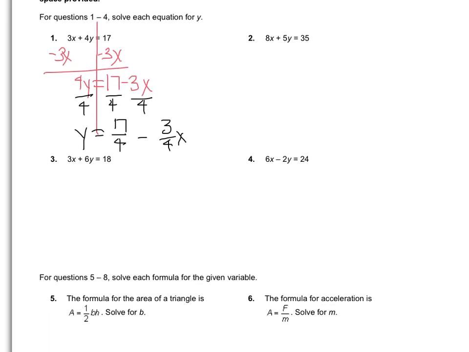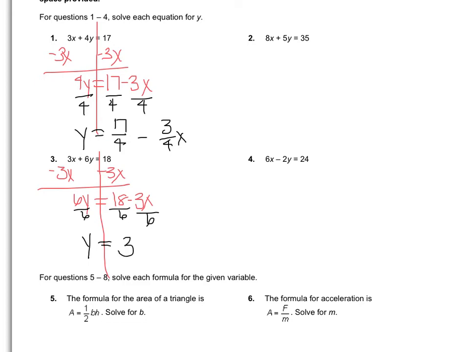So number 3, I'm supposed to solve this for y. So I'm going to subtract 3x from both sides. So we end up with 6y equals 18 minus 3x. So I'm going to divide both sides by 6. And I end up with y equals 18 divided by 6 is 3. I can't divide 3 by 6, but I can reduce that, and it does give me 1/2, so minus 1/2 x. So that would be my equation solved for y.